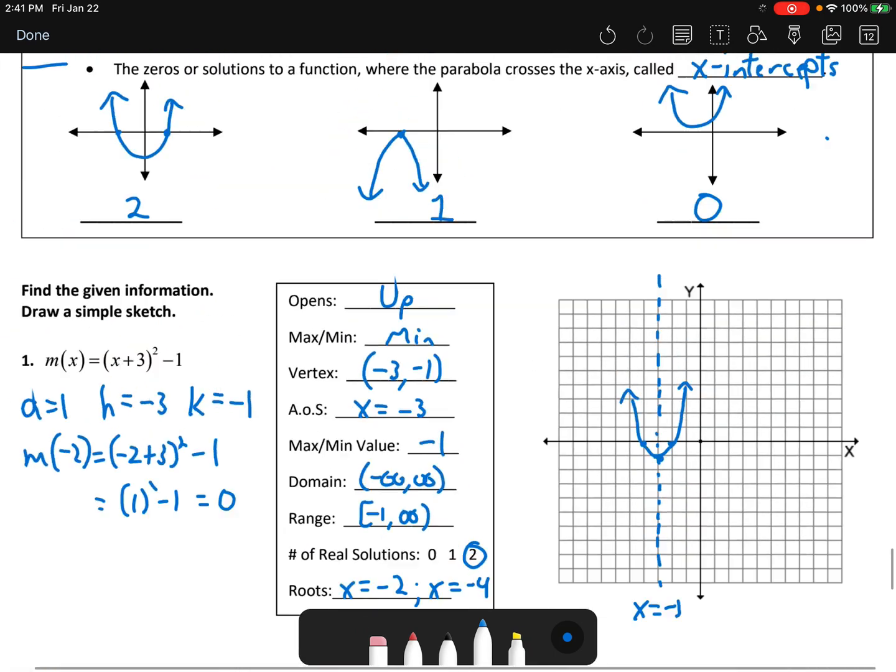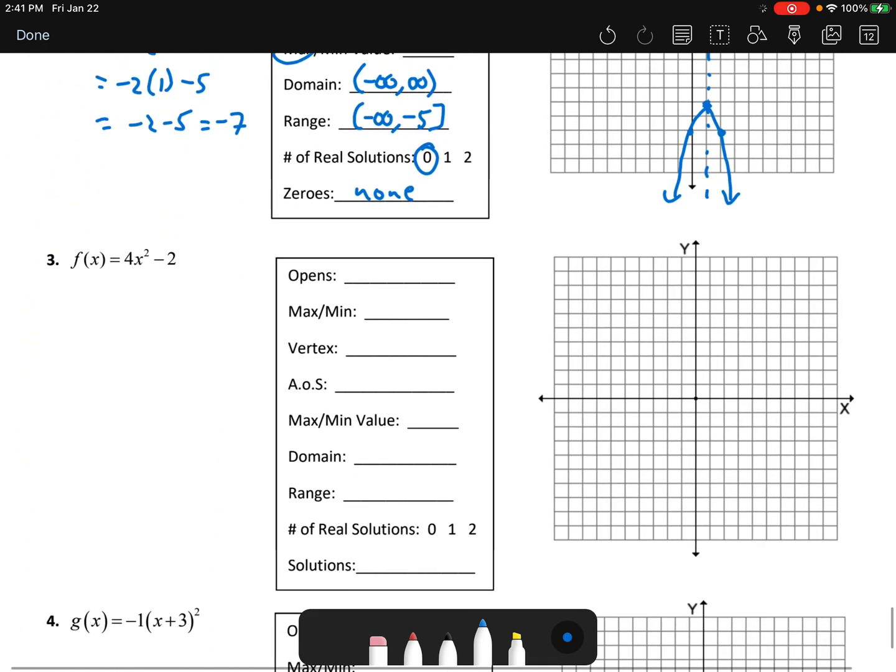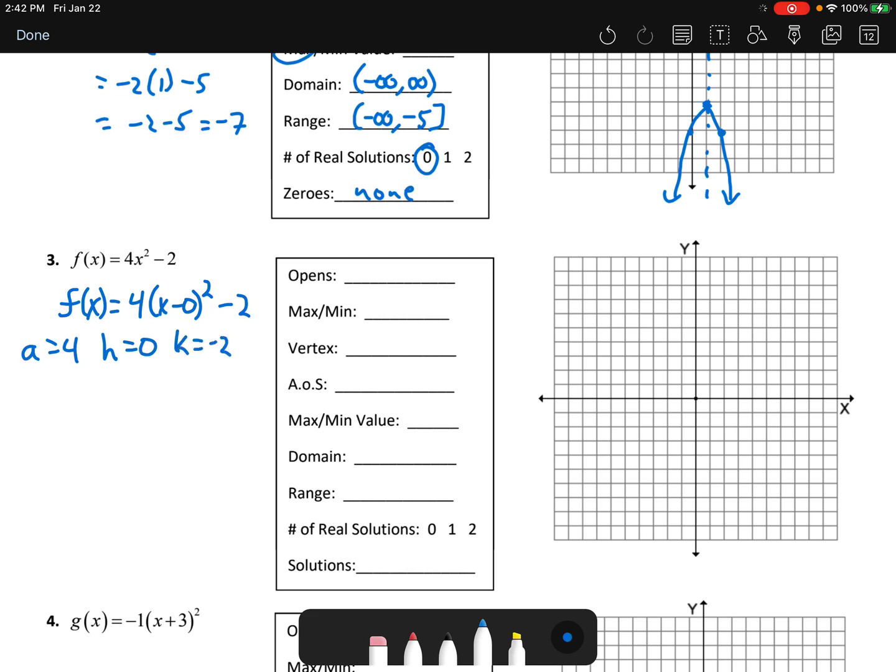All right, well, number 3 certainly doesn't look like this form, does it? But we can make it look like that form, can't we? So if we go 4x minus 0 squared minus 2, a is 4, h is 0, isn't it? K is -2. So if we just go down the road here, a is 4, so it has a minimum. Our vertex is 0, -2, so we can graph it.